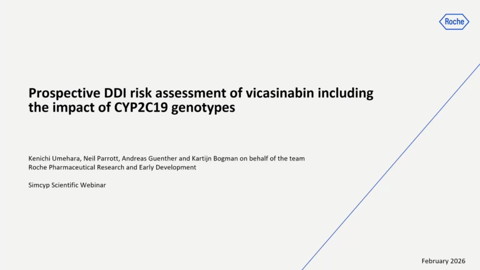Thanks again, Oliver, and everybody there for providing me the opportunity to share one case example of how Roche uses PBPK modeling, especially for DDI risk assessment, before entry into the human stage. This is really a prospective DDI risk assessment of one of our portfolio compounds, Vicasinabin. The major focus is how to evaluate the impact of CYP2C19 genotypes on the PK and DDI risk as an object drug. Before starting, I want to thank everyone who contributed to this work from the preclinical and clinical areas at Roche.